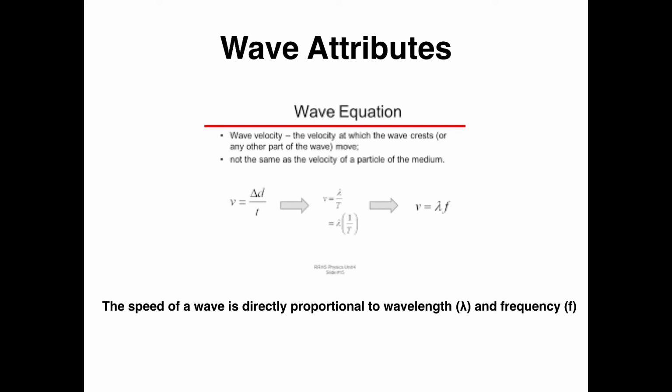So the speed of the wave is directly proportional to the wavelength and the frequency. What that means is that velocity will increase if the wavelength increases and frequency is kept constant, or velocity will increase if the frequency is increased and the wavelength is kept constant. So both of those are directly proportional. And the formula is v is equal to little f times lambda, or frequency times wavelength.